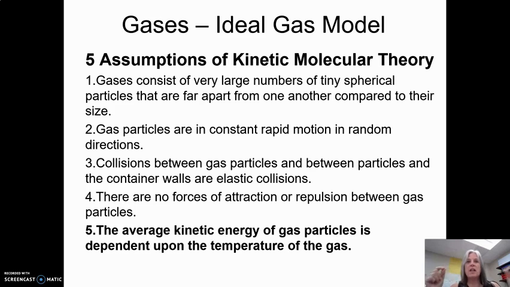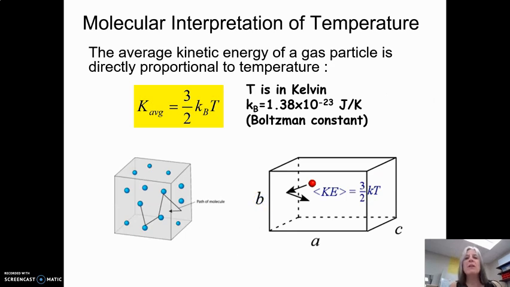Remember from physics 1, an elastic collision doesn't mean bouncy. It means that both energy and momentum are conserved. Of course, in a collision, momentum is always conserved, but in an elastic collision, energy is conserved. Like I said before, there are no attractive or repulsive forces. That's why we have these elastic collisions. And more importantly for this video, the average kinetic energy of the gas particle is dependent on the temperature of the gas. So let's talk more about this postulate of the kinetic molecular theory.